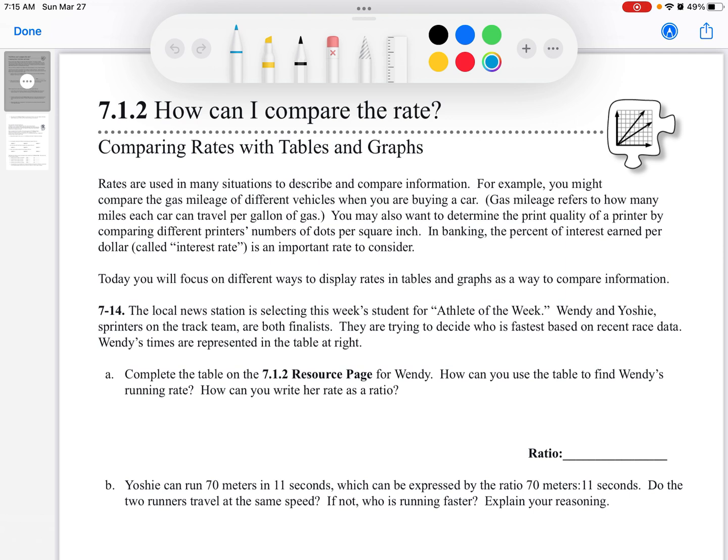So 7.1.2 is comparing rates with tables and graphs. I mean, that's really the key part. So how can we compare these? We're going to use tables, we're going to use graphs to do some of this comparison.